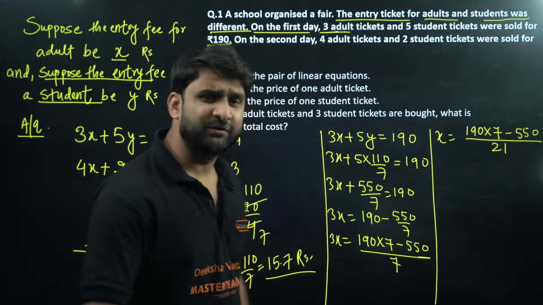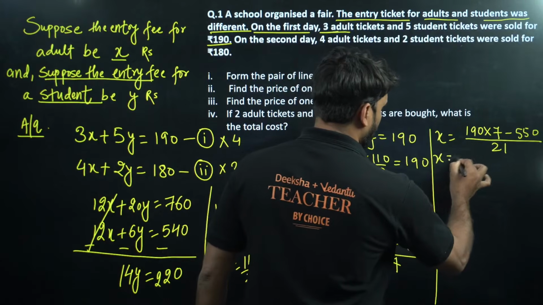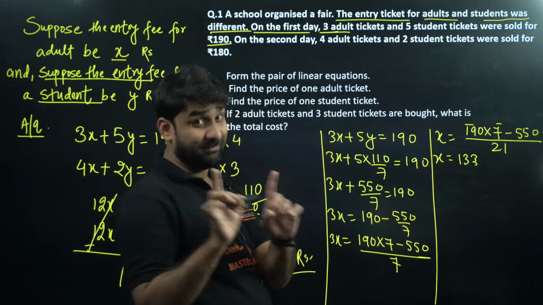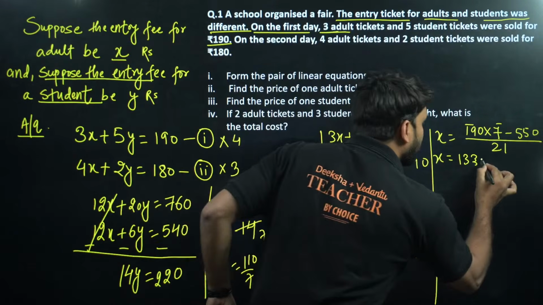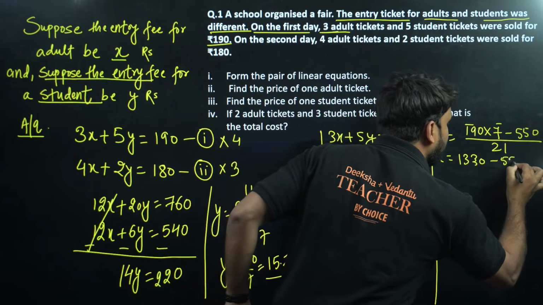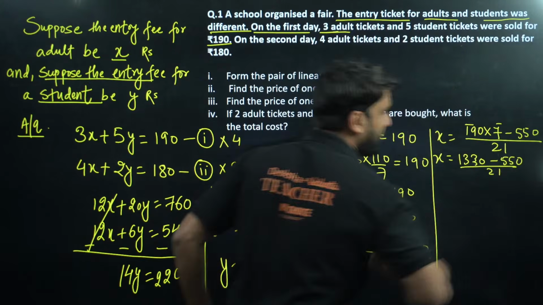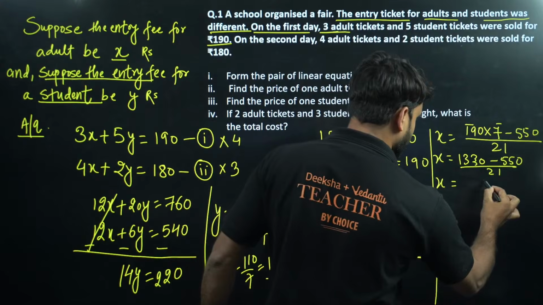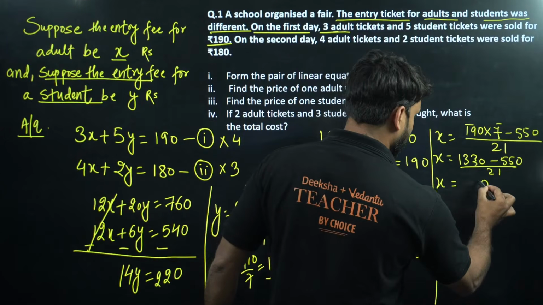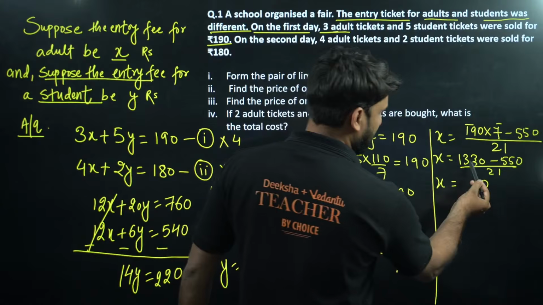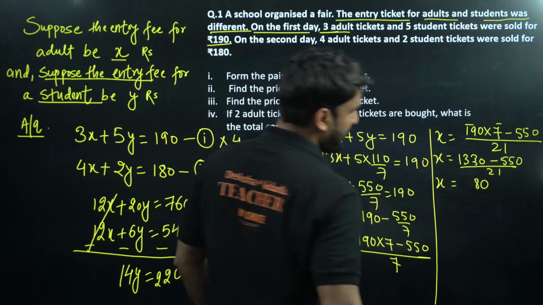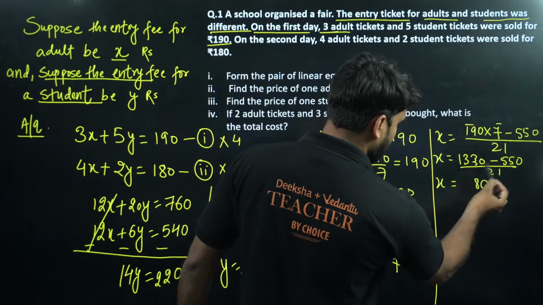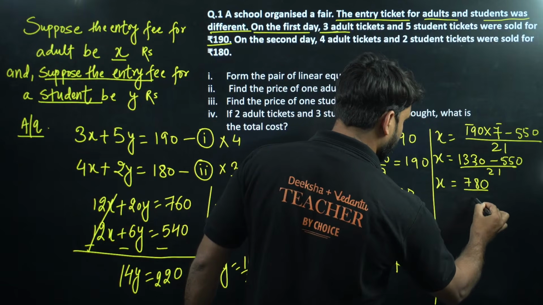So put one more 0 there. So x will be equal to 1330, after multiplying 19 into 7, but one more 0 is there. So put 1330 minus 550 divided by 21. Okay, now subtract the numbers. So this will become 0, 0 will be 0, 13 will be 8 there. Now this is 12, so this will become 780 divided by 21.